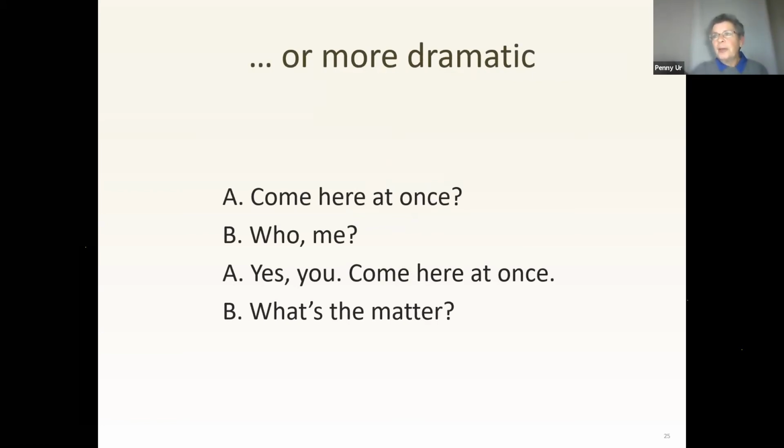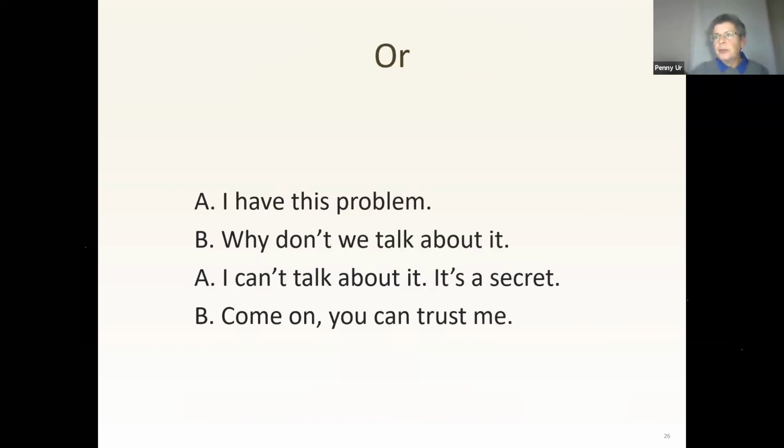Or you can take more dramatic ones, which I quite enjoy, ones which imply some kind of conflict or drama. Come here at once. Who, me? Yes, you, come here at once. What's the matter? And again, performing it. But if you analyze this little dialogue, it's got some very useful interactive chunks, which once they've learned them, they can use in other contexts. Come here at once. What's the matter? Okay, really useful interactive chunks.